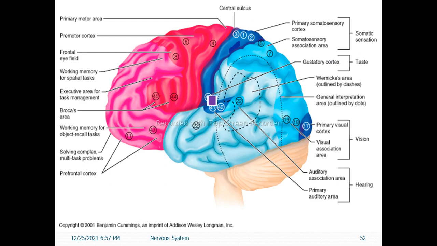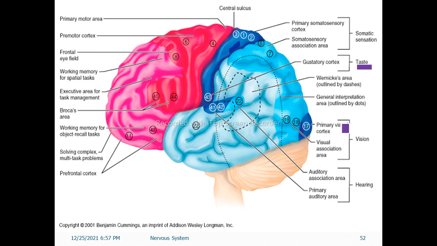Gustatory cortex, here is the gustatory cortex. This is responsible for taste. This is responsible for somatic sensation. This is Wernicke's area. The other is the general interpretation area. This area is the general interpretation area. This is Wernicke's area, and this is area 17.